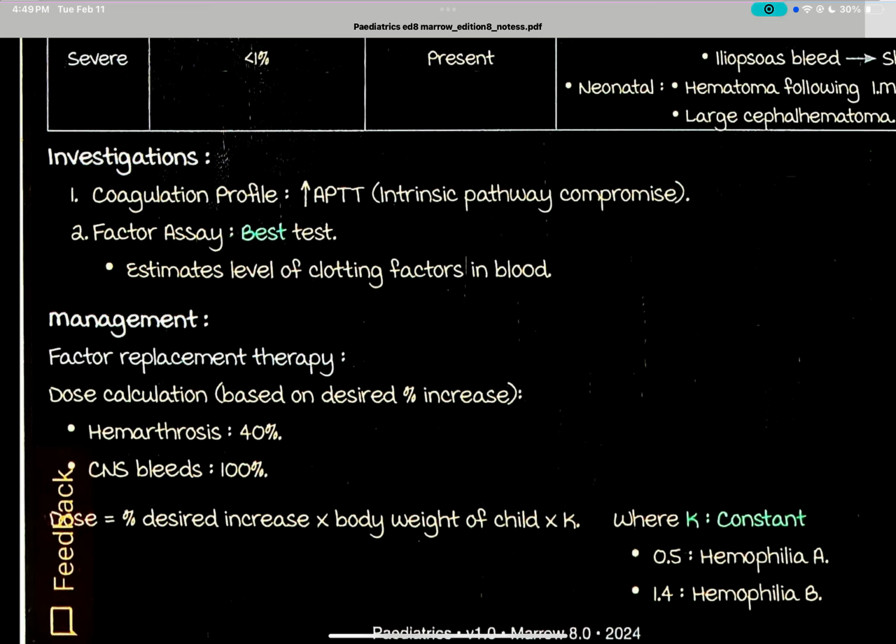Dose is percentage desired increase into body weight of the child into K, where K is a constant. For hemophilia A it's 0.5, for hemophilia B it's 1.4.